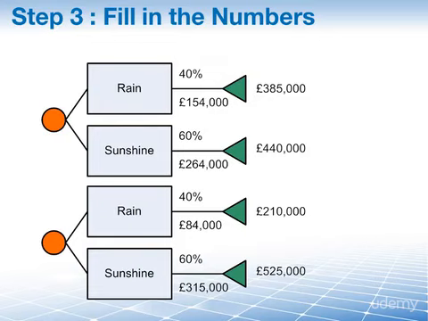Next, we are going to add up these outcomes to see which one we should go with. If we add the top 2 numbers, 154 and 264, we get £418,000. And likewise, if we add up the bottom 2 numbers of 84,000 and 315,000, we end up with 399,000. These 2 calculated numbers, these are the numbers that we now move left in our decision tree.